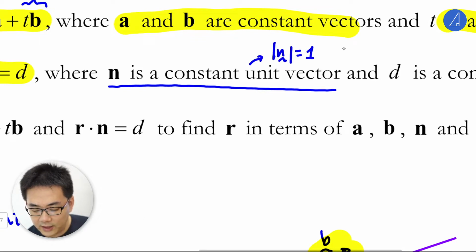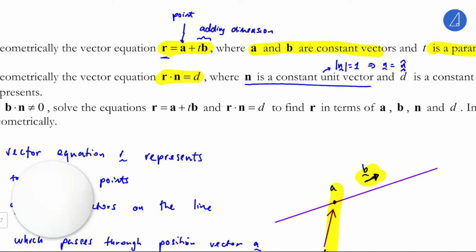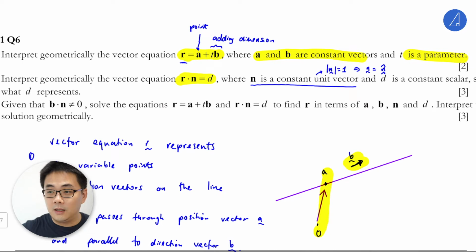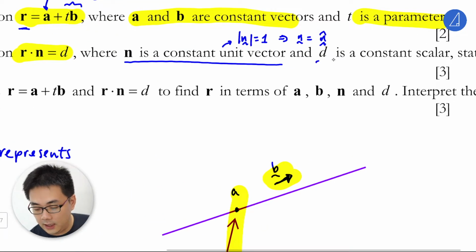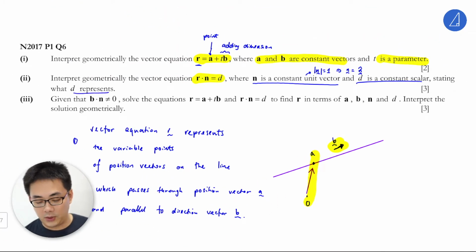Okay, unit vector, and a unit vector has this property where n in itself is a unit vector. The modulus of a unit vector is a unit vector. You cannot go any more unit than a unit vector already. So if you give me a unit vector, I know for sure that it is a unit vector. So d is a constant scalar. So stating what d represents, okay, interpret geometrically. r dot n equals d.